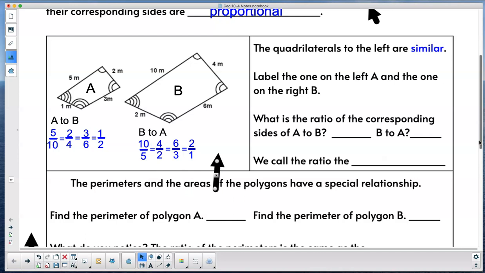Now we labeled these things A and B, but what's the ratio of corresponding sides A to B? We've got 1 to 2, and we could write it 1 to 2, and then we've got 2 to 1, but we could also write it 2 over 1. We call the ratio the scale factor, or K.